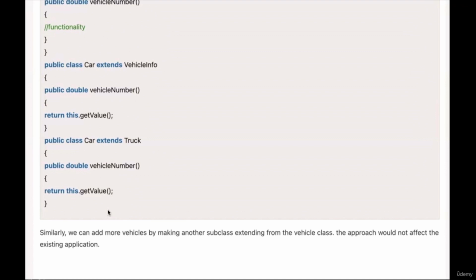And in future, suppose a bulldozer comes or a train comes, then we can again inherit the vehicle class and make a separate class called train and handle the methods there accordingly. So in this way, we can use inheritance to implement the open-closed principle and improve our design. Next, we'll actually apply this open-closed principle to an app that we built in the previous video. Let's see.